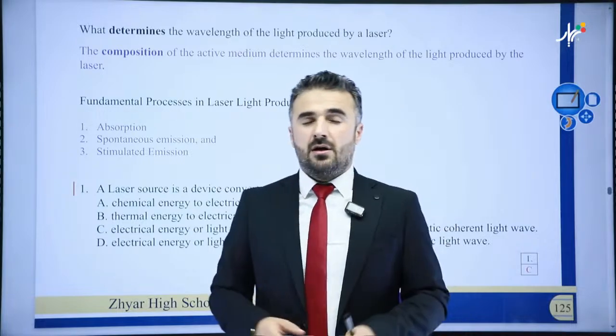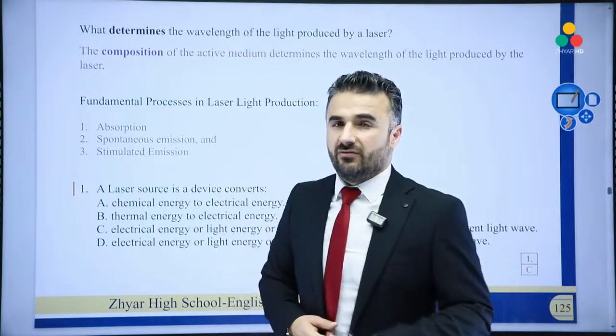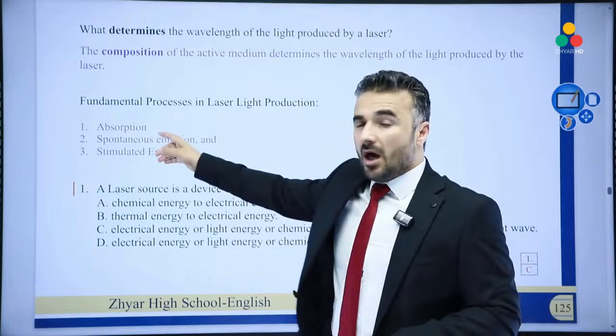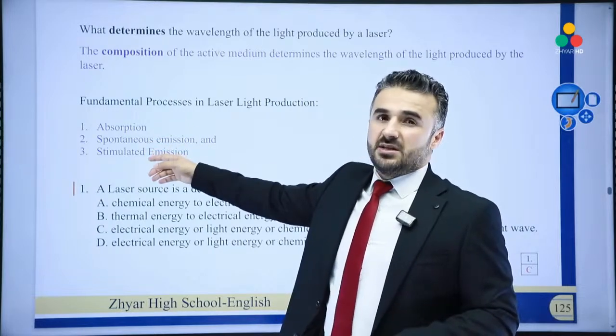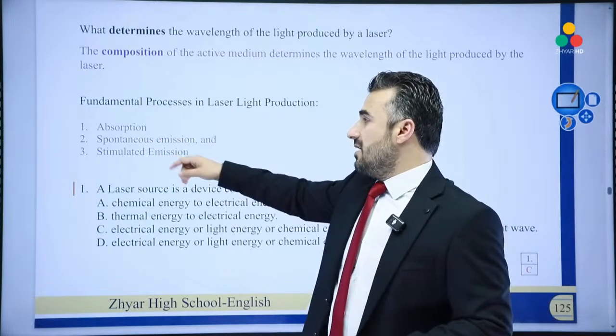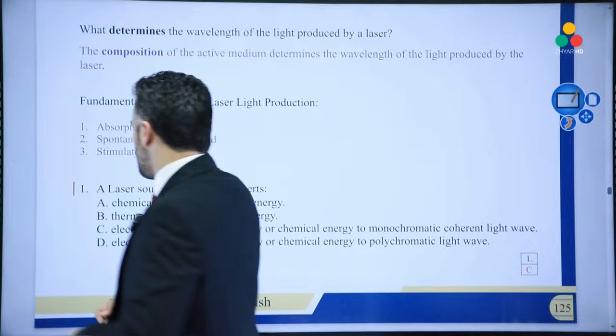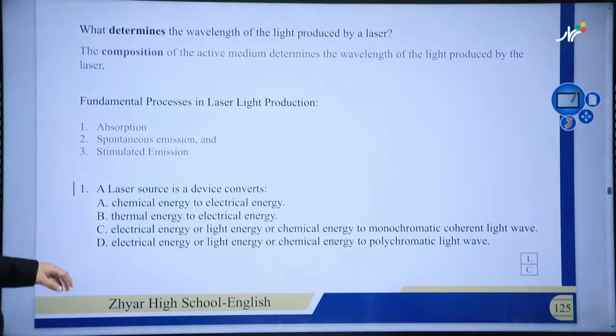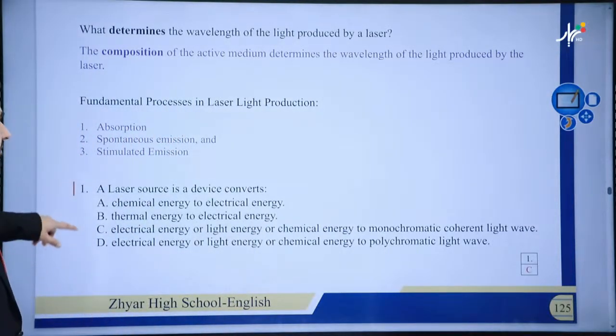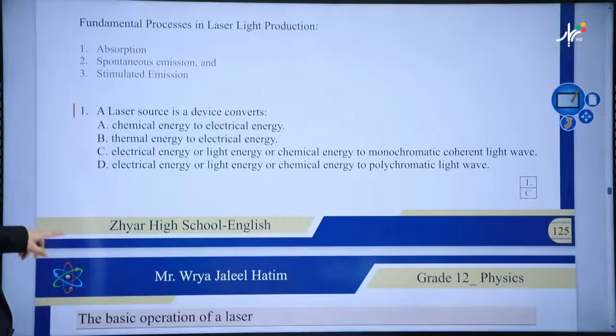But remember, what are the three main processes of laser light production? You can say absorption, and then after that, spontaneous emission, and then stimulated emission. These are the three main fundamental processes in laser light production.